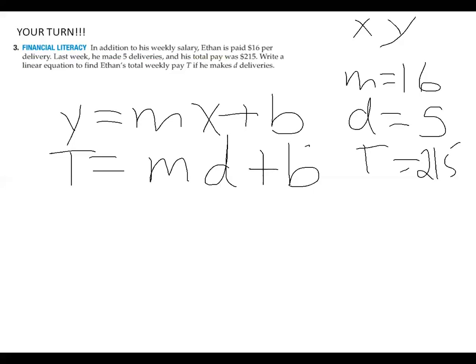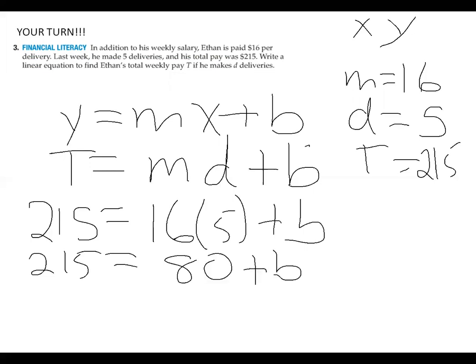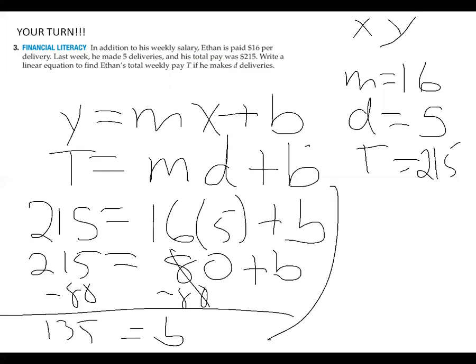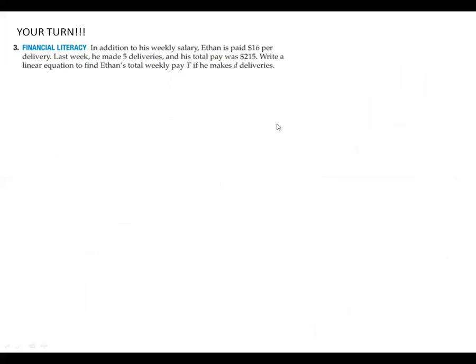Okay, so plug in what you know. 215 equals 16 times 5 plus b. 215 equals 80 plus b. Subtract 80, and you get b equals 135. So our equation is T equals 16D plus 135. All right, pretty straightforward there.